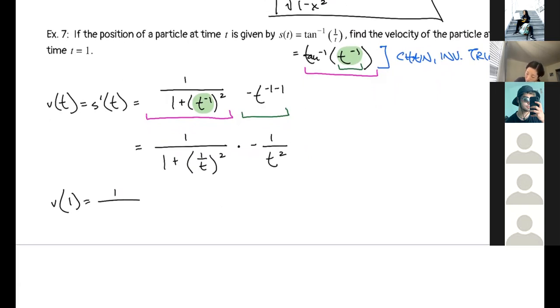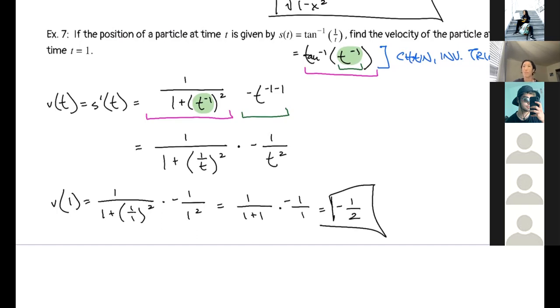So I've got 1 over 1 plus 1 over 1 squared times negative 1 over 1 squared. And when we do that, what do we get? Let's see, 1 over 1 plus 1 times negative 1 over 1. I think we get negative 1/2. Okay.